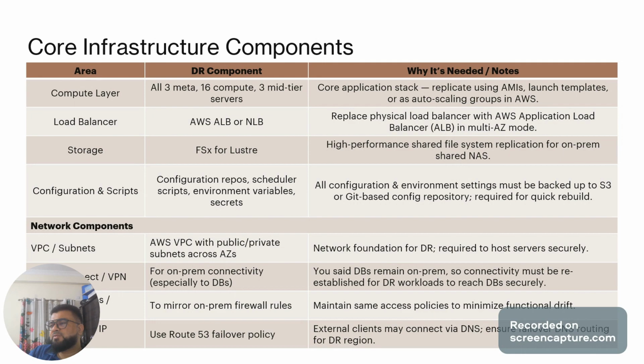The network components, which are the foundation, are an AWS VPC with public and private subnets across availability zones. Since our databases remain on premises, we must use Direct Connect or a VPN to securely link the AWS workloads back to the databases. We will mirror our on-prem firewall rules using security groups and NACLs to maintain the same access policies. And for external clients, we will use a Route 53 failover policy to ensure DNS records redirect clients seamlessly to the DR region.